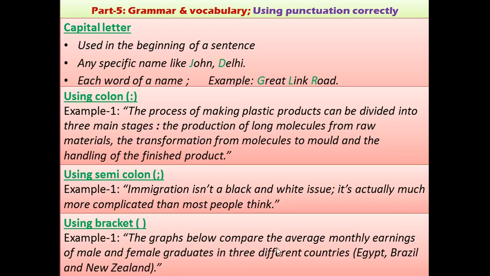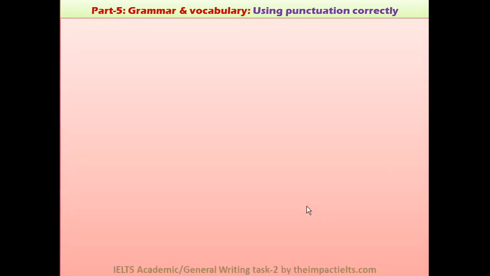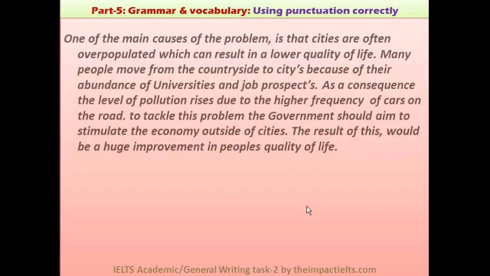The graphs below compare the average monthly earnings of male and female graduates in three different countries. Now I want to mention three different countries, which is not possible by just writing the names. Perhaps we can do it by giving a comma here as well, but then we can simply use brackets to use them, right? So that's all about the punctuation part.